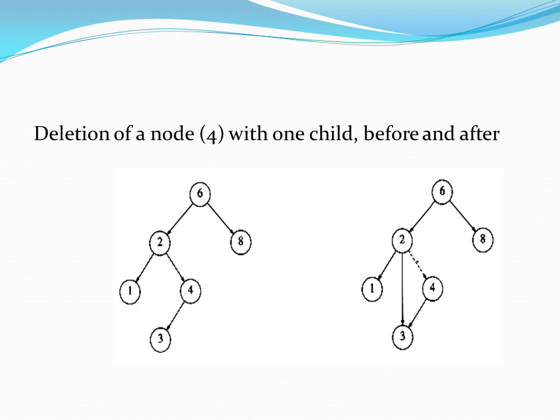So 4 is reached. From there we check whether 4 has two subtrees, left and right, or only a left subtree or only a right subtree. Here 4 has only a left subtree. So we have to move that node to the position of 4 and link it to 2, and we are deleting the element 4. The pointer from 2 to 4 is removed and set from 2 to 3.